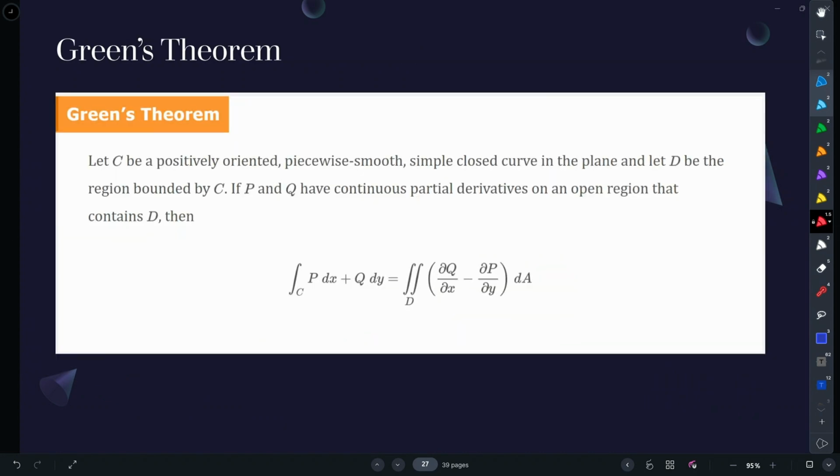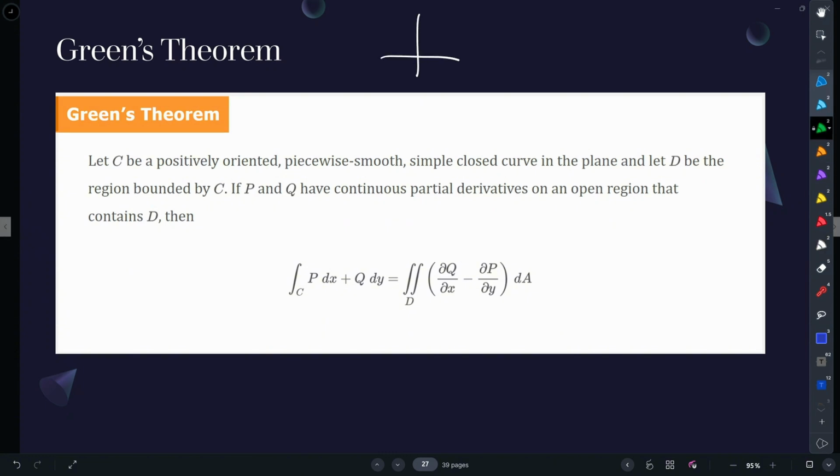And Green's theorem tells you that if you have a curve that is positively oriented, piecewise smooth, so either a smooth curve or just a bunch of sections of smooth curves, and you have a simple closed curve in the plane, and D is some region bounded by C, and P and Q have continuous derivatives. So let me first sketch what we are talking about there.